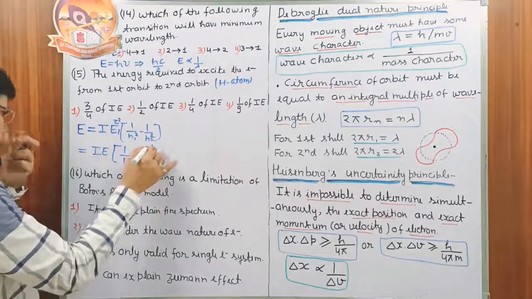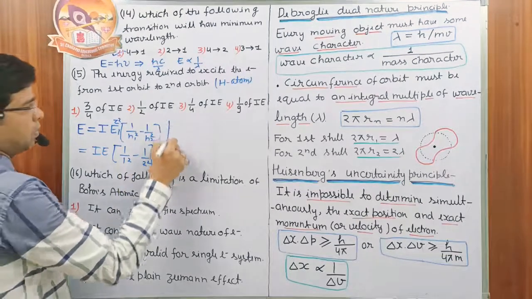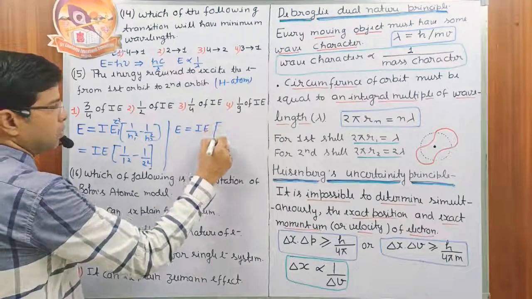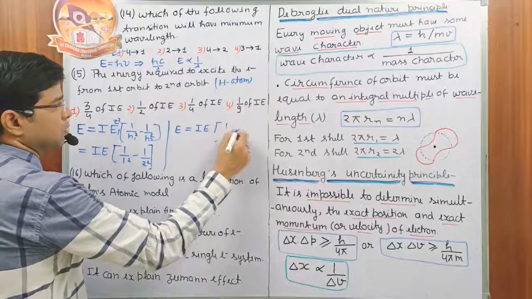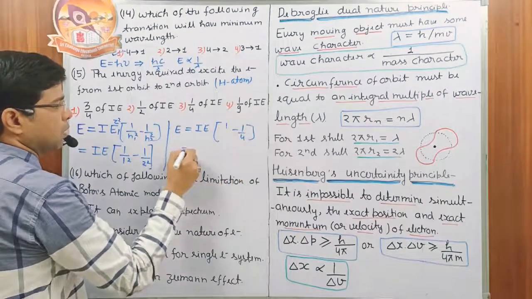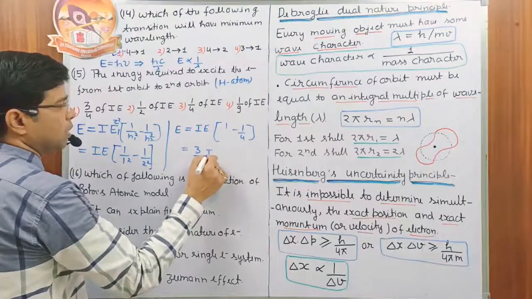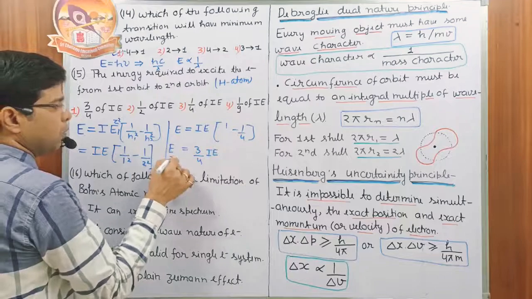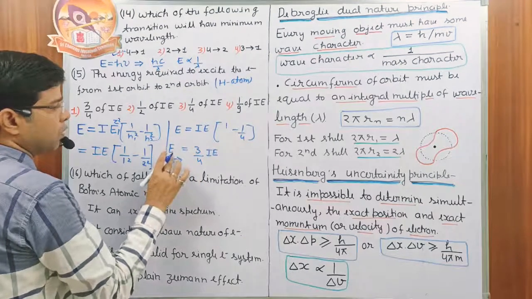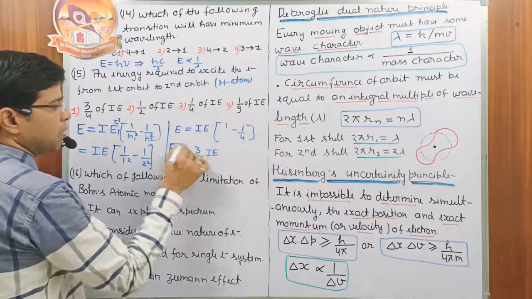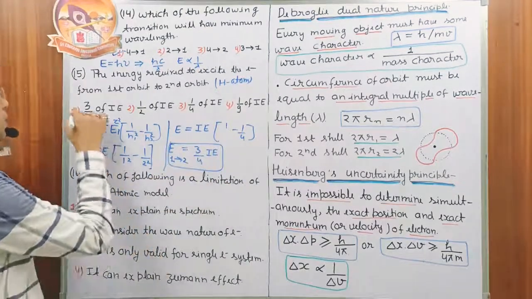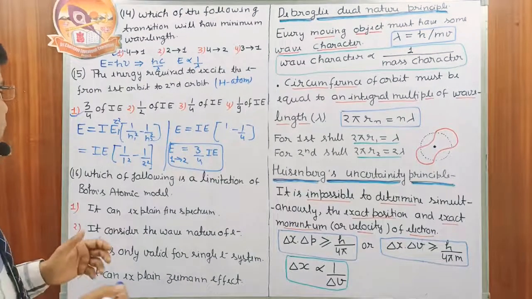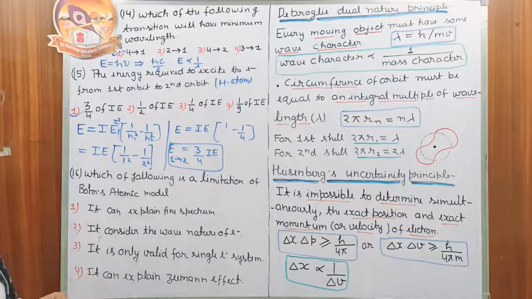So now we have energy required is the ionization energy times 1 minus 1 by 4, that is 3 by 4 times of the ionization energy. Means the energy required to send the electron from 1 to 2 is always 3 by 4 times of its ionization energy. Then question number 16, which of the following is a limitation of the Bohr's atomic model?